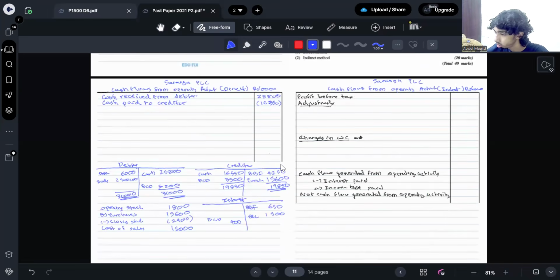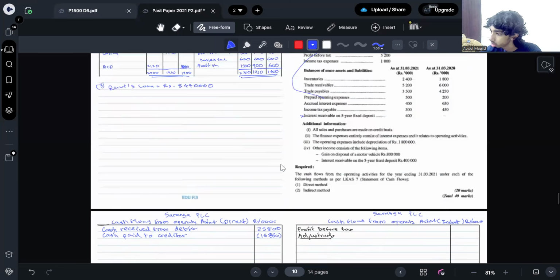Then you can balance off and find out how much interest was paid during the year. 650 plus 1,500 will give you 2,150. 2,150 minus 400 will give you cash of 1,750. So after you write everything, you can find and deduct it. Interest paid 1,750. Here also you can say interest paid 1,750. You can put it within brackets.